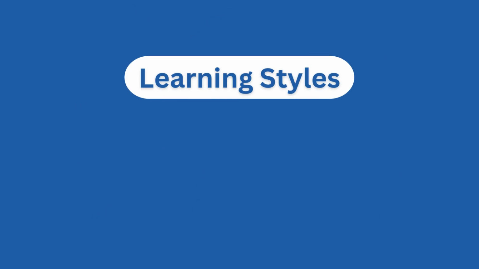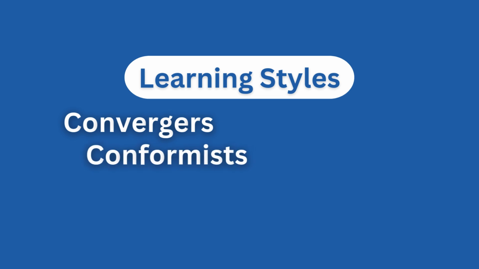Considering learning styles, learners might be categorized as convergers, who are solitary learners who avoid groups and are independent in their learning and confident in their abilities. Conformists, who are dependent on the authority figure and follow instructions in non-communicative classrooms.